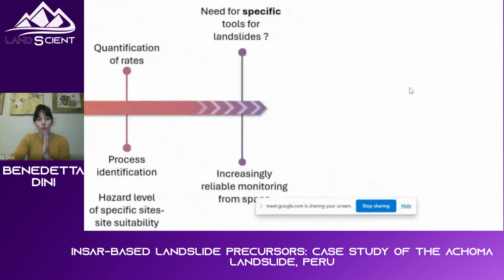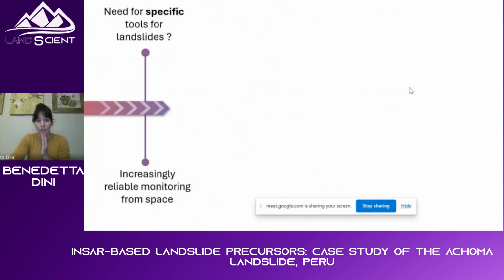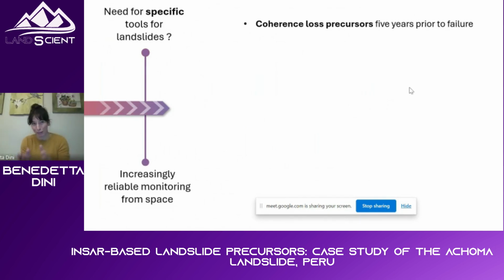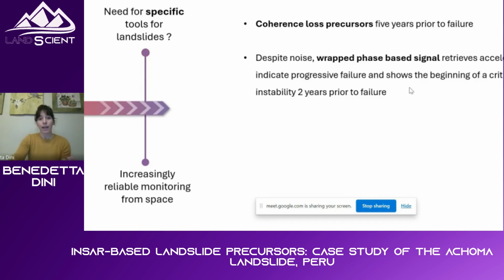So I just conclude by leaving you some key messages with the methods that I've shown you, or that I haven't shown you, but I've shown you the results of. We can detect a precursor up to 5 years before failure in this particular case. And I haven't shown this, but I can tell you that this was not an isolated event within the valley in which this landslide is located.